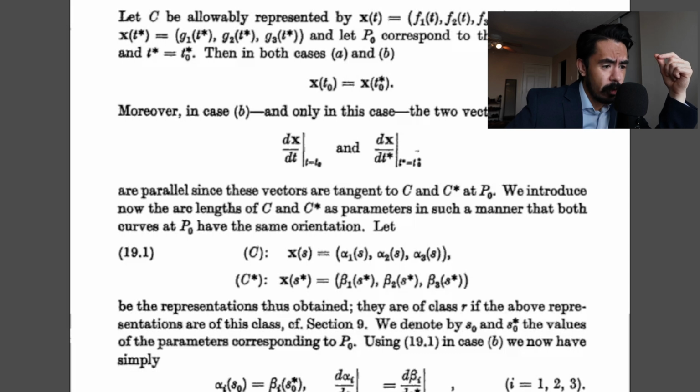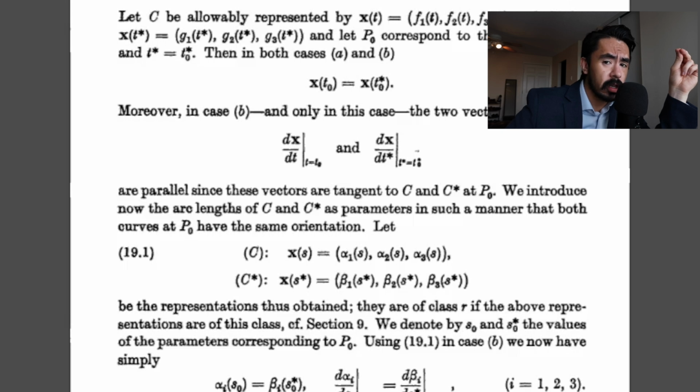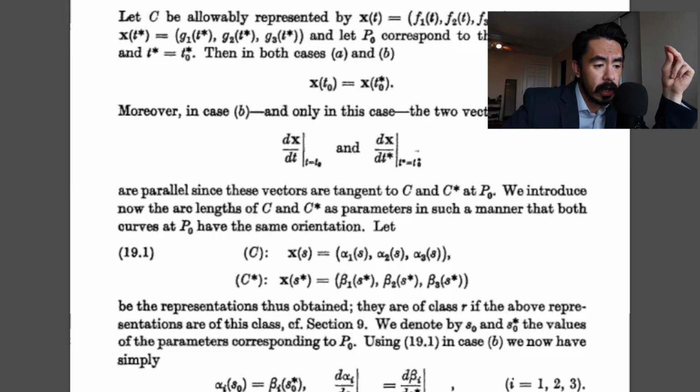We introduce now the arc lengths of C and C star as parameters in such a manner that both curves at P naught have the same orientation. Let C be represented by the vector x, which is parametric in terms of arc length, where the functions of each of the dimensions of x are alpha sub 1 of s, alpha sub 2 of s, and alpha sub 3 of s.